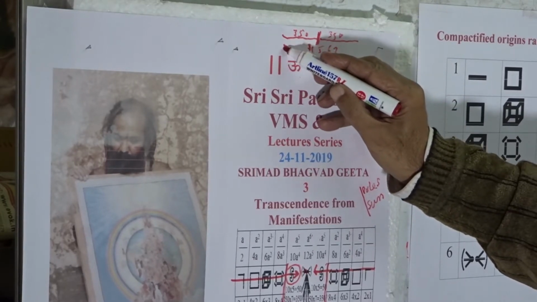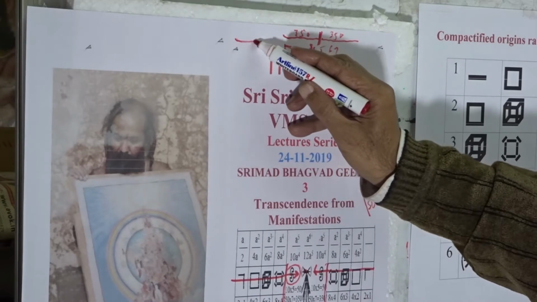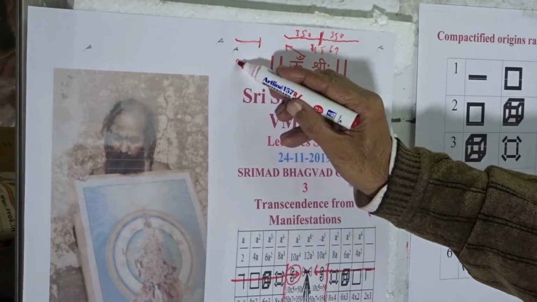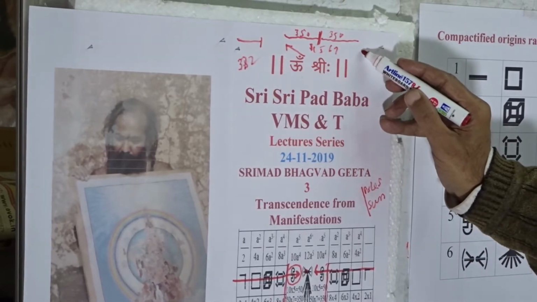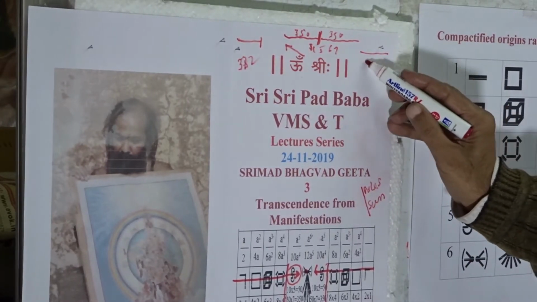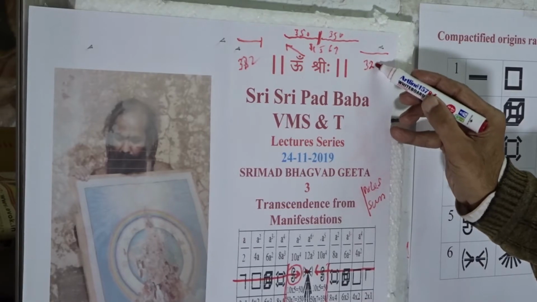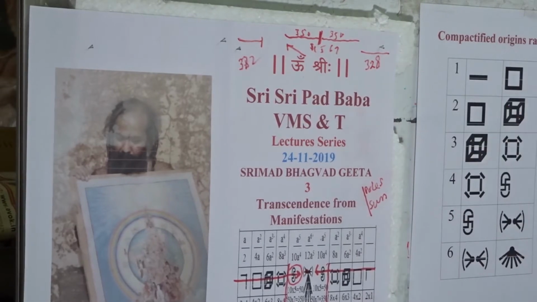As such, the first part of 1 to 9 chapters takes to 372, and the second part of chapter 10 to chapter 18 remains of 328 shlokas range.